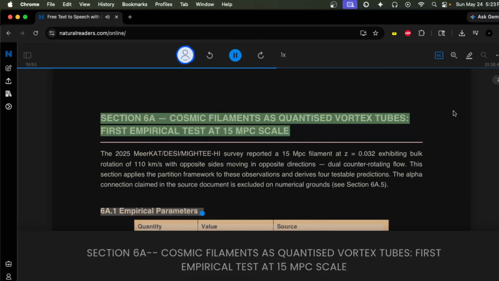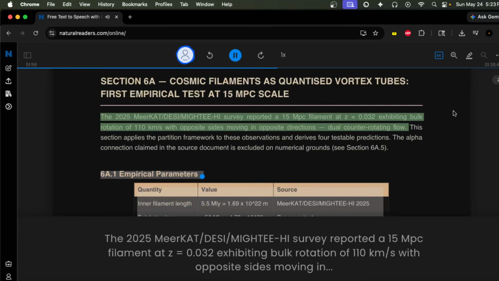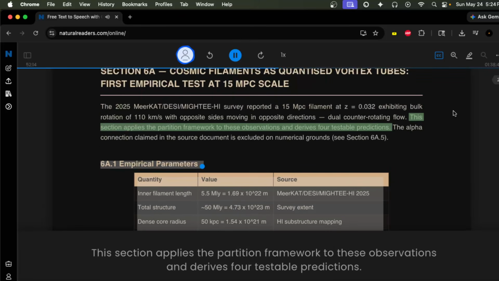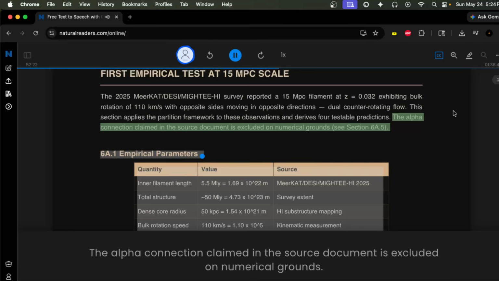Section 6a, cosmic filaments as quantized vortex tubes, first empirical test at 15 Mpc scale. The 2025 MeerKAT MIGHTEE survey reported a 15 Mpc filament at z equals 0.032 exhibiting bulk rotation of 110 km per second, with opposite sides moving in opposite directions, a dual counter-rotating flow. This section applies the partition framework to these observations and derives 4 testable predictions. The alpha connection claimed in the source document is excluded on numerical grounds.